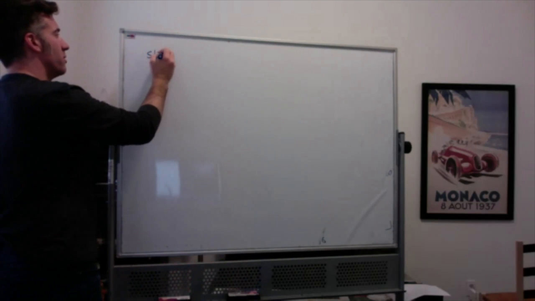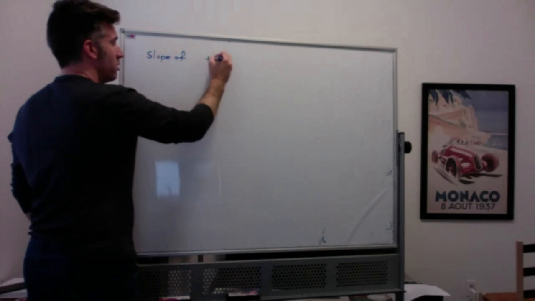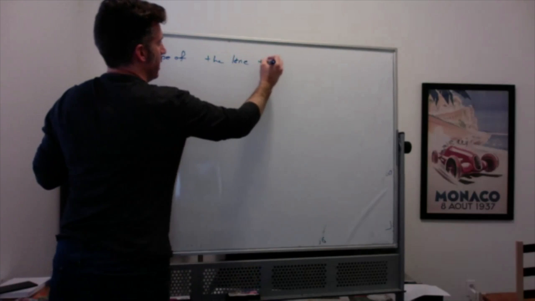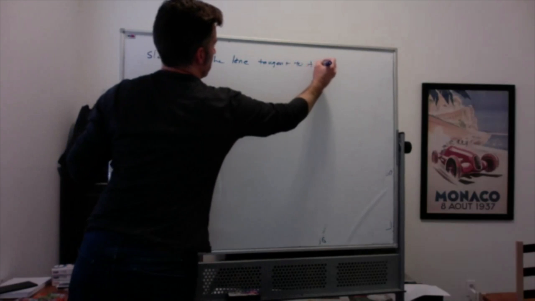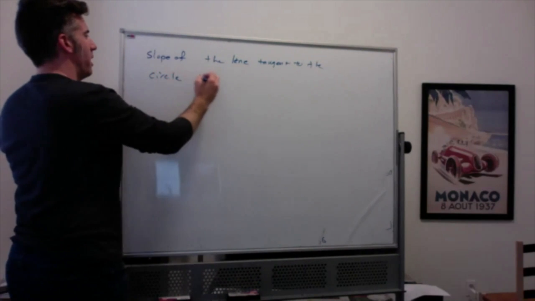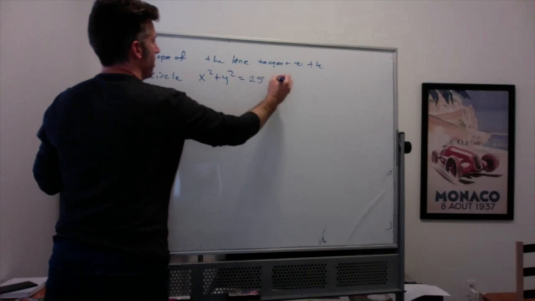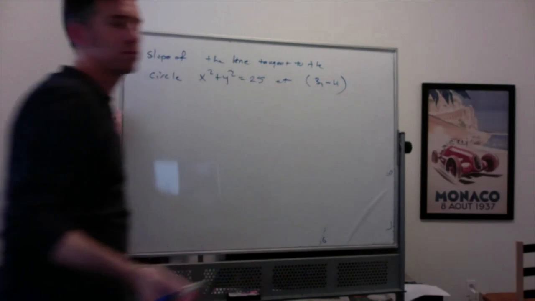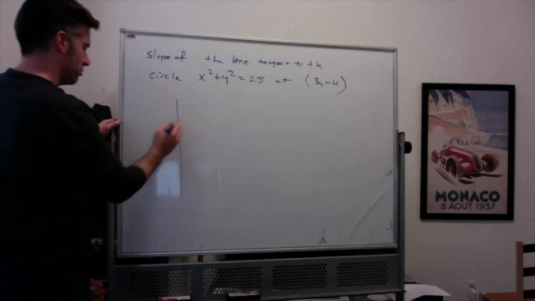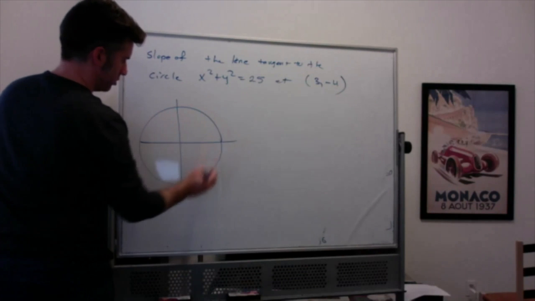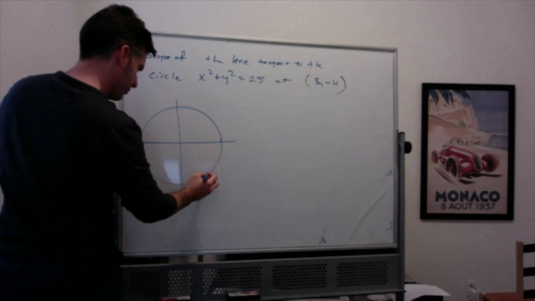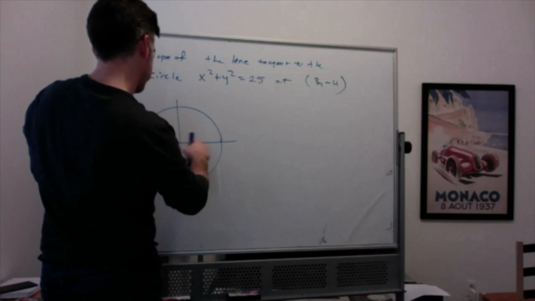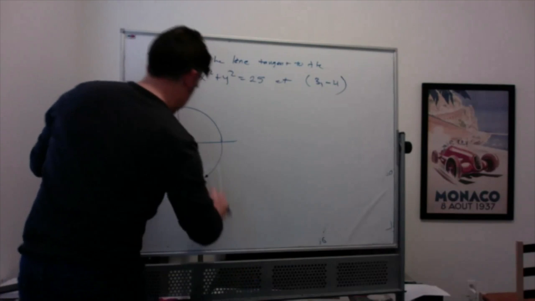Let's find the slope of the tangent line to the circle x squared plus y squared equals 25 at the point 3, -4. So here's my circle. And there's the point 3, -4. I feel like maybe I've gone a little too far out. It's okay, it doesn't really matter.